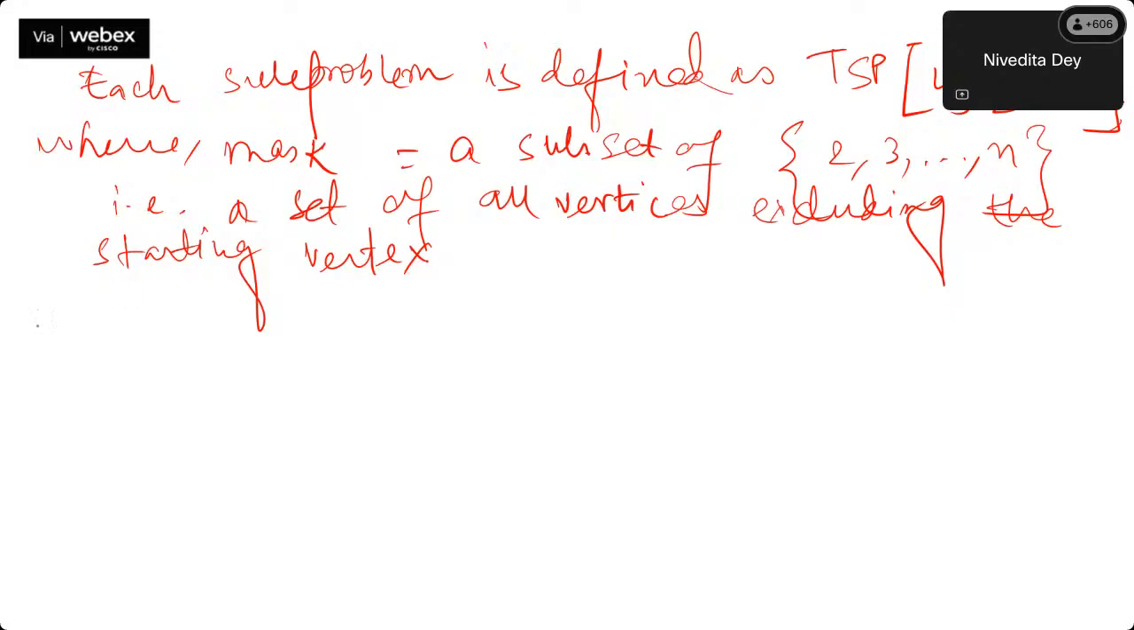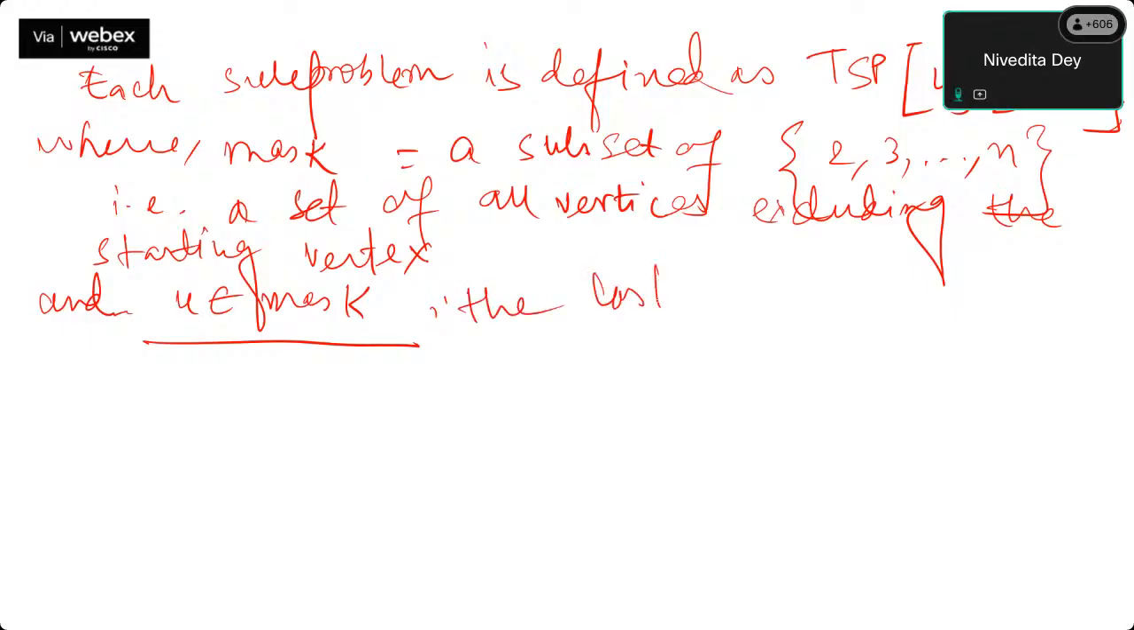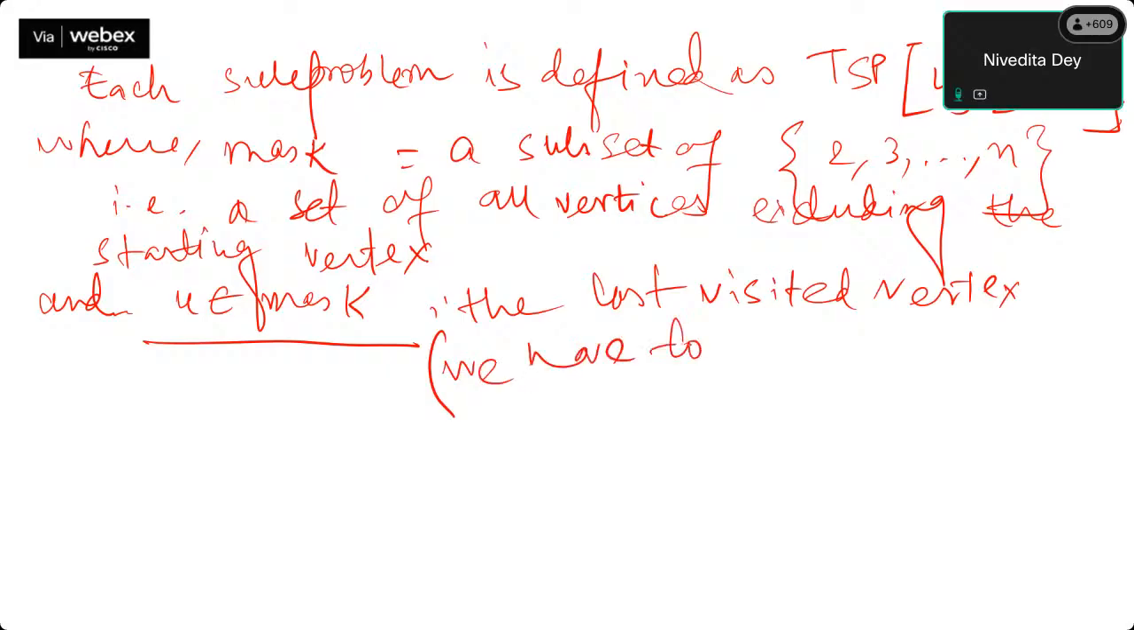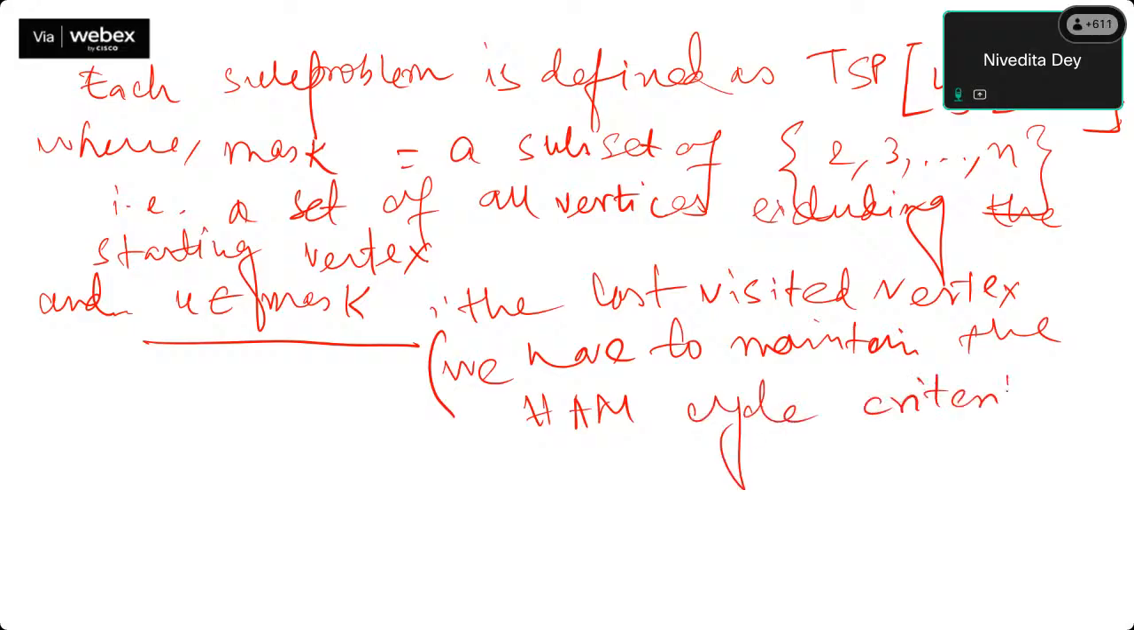Okay, and U also belongs to mask when the last visited vertex, we have to maintain the Hamiltonian cycle criteria. Now let's denote.